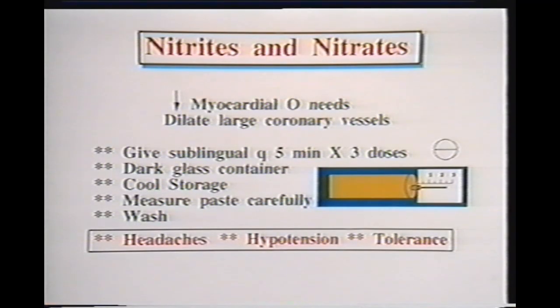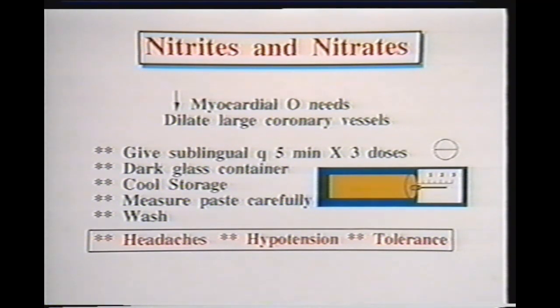Other drugs in the cardiovascular system are the anti-anginal drugs. And these are really coronary vasodilators. Because they dilate the coronary vessels, they're going to reduce the pain that we see in angina. And the good old standby for these are the nitrites and the nitrates. These are another category of drugs that are absolute must-knows for you in terms of the licensure exam. These drugs decrease the myocardial oxygen needs, and they dilate the large coronary vessels.